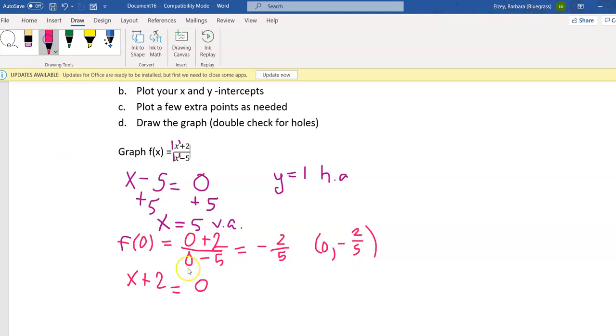All right, so let's set the top to 0 and let's solve that. So let's subtract 2. And I get that my x-intercept is at negative 2. So let's write that as a point. It's negative 2, y value 0. Okay, so we've got our asymptotes. We've got our x and y intercepts.